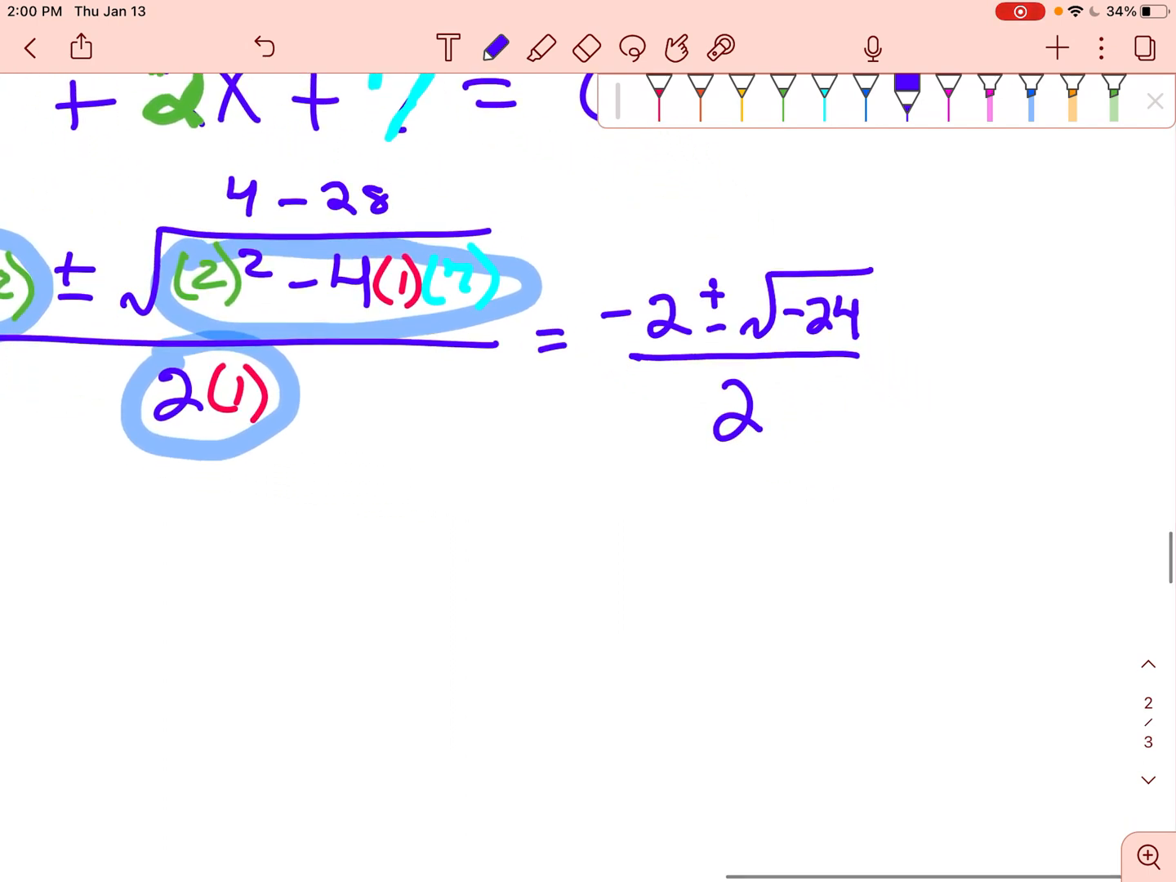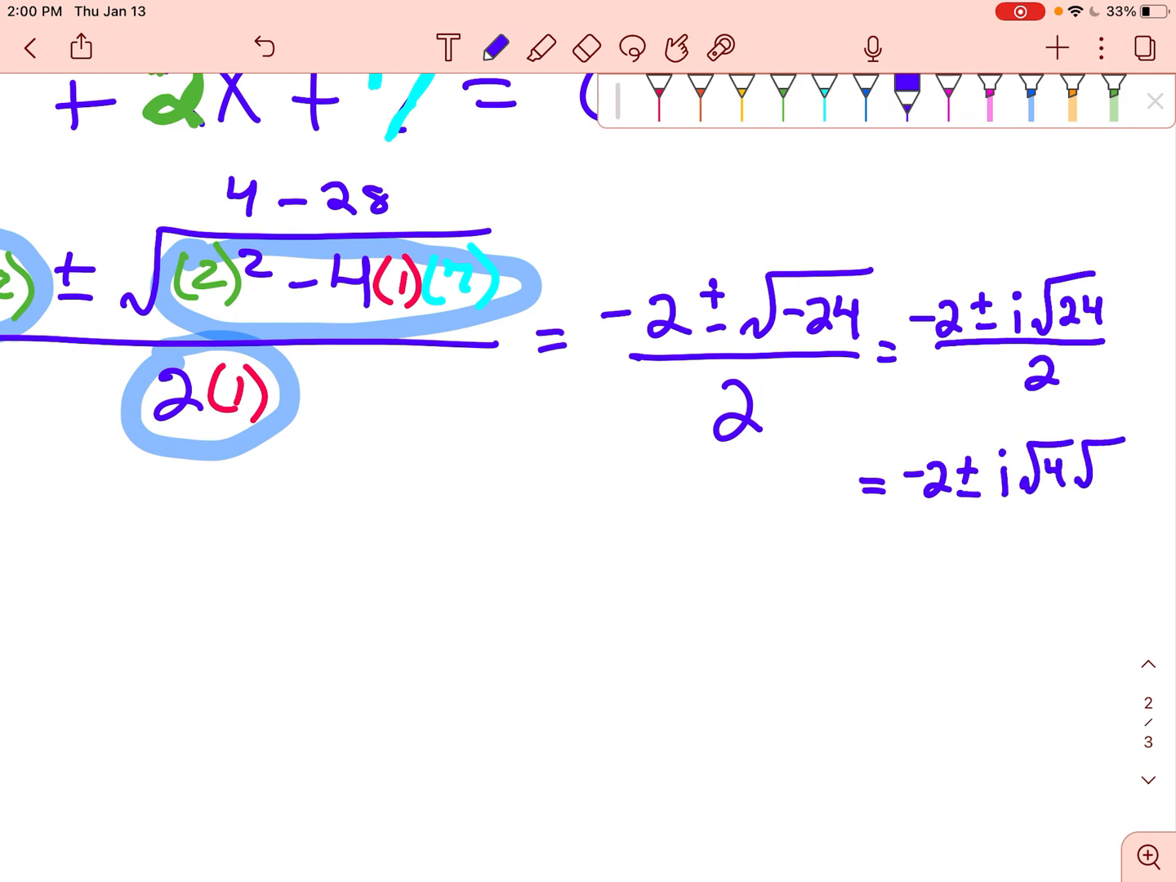Now, I know that I can't do anything with the square root of a negative, but I can take out that i, that imaginary number. So I'm going to go ahead and take that out. So negative 2 plus or minus i times the square root of 24 over 2. I also noticed that the square root of 24 can be broken down. The square root of 24 is 4 times 6. So negative 2 plus or minus, the square root of 4 is 2, and the 6 stays inside, over 2.